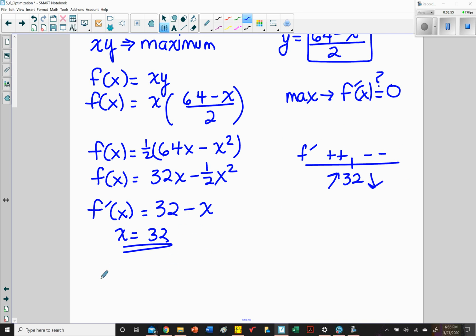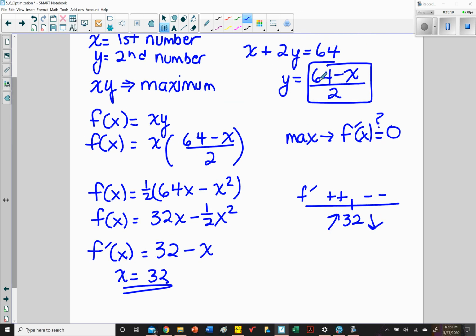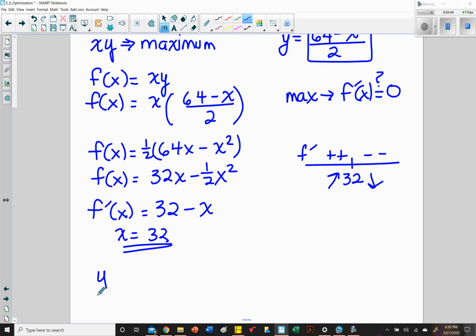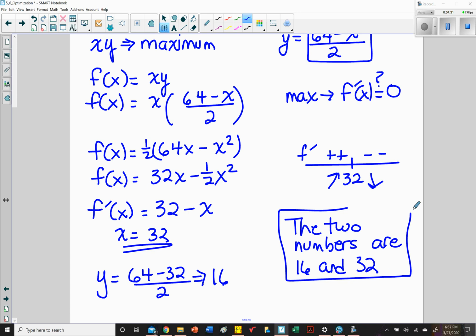So if x is 32, then to solve for y, we would just go back and back substitute in here. 64 minus 32 divided by 2 would give us our y. So y is 64 minus 32 divided by 2. That's half of 32, so 16. That tells us the two numbers whose product is a maximum are 16 and 32. 32 is the first number, 16 is the second number.